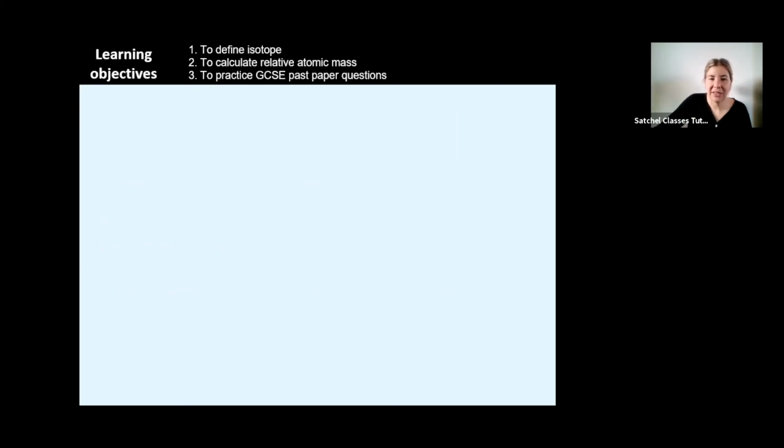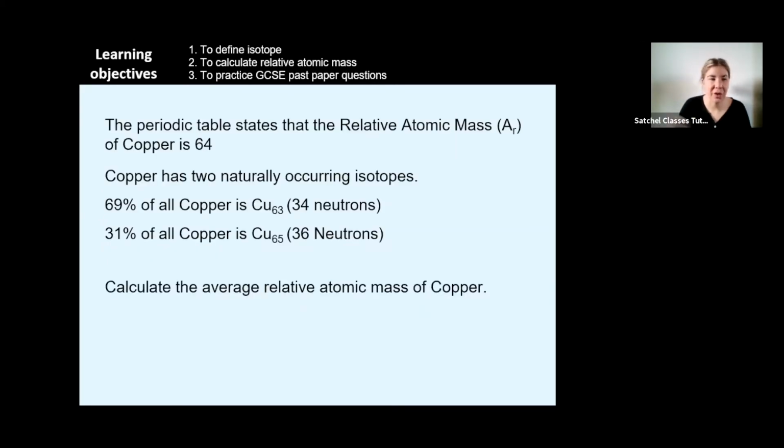Let's try another example. Okay, so the periodic table states that the relative atomic mass of copper is 64. It has 2 naturally occurring isotopes. Calculate the average relative atomic mass of copper. Again, please pause the video and have a go at this example. I'm going to go through the answer, so if you hadn't had a go, please make sure you do so now.